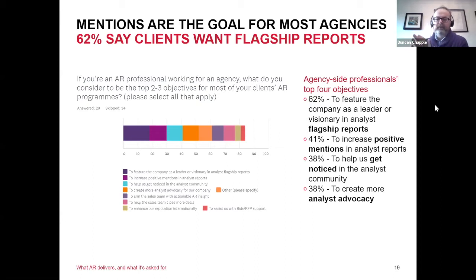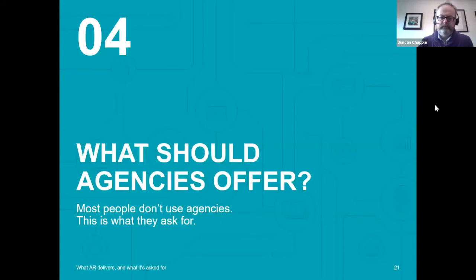top objective was to be a leader or a visionary in a flagship report, so in the Magic Quadrant, in a Forrester Wave. And then the 3 other top objectives for people on the agency side was to create mentions in analyst reports, so more mentions, but just not in flagship reports, to get us noticed, and to create analyst advocacy. So many goals, but these are the primary ones. And more than anything else, it's about being mentioned in flagship reports and being mentioned in other reports. That's what AR people think their clients want, or say that their clients want.